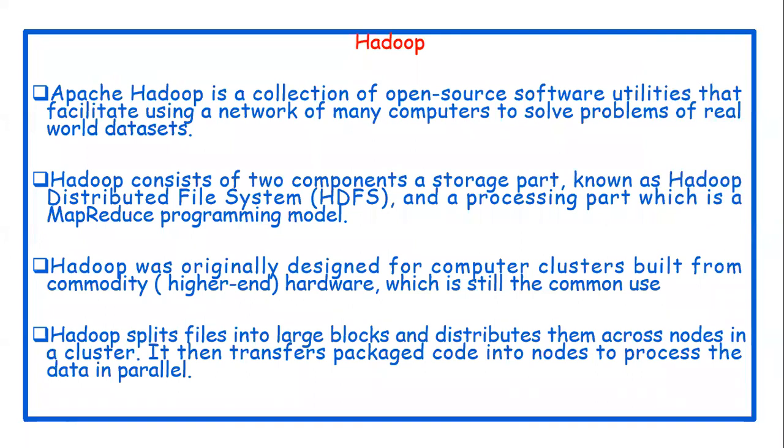And the second thing, Hadoop basically consists of two components. The first component is the storage part. That storage part is nothing but HDFS, Hadoop Distributed File System. The second component is the processing part. That part is done by MapReduce. MapReduce is a framework, it is software, it is a programming model.